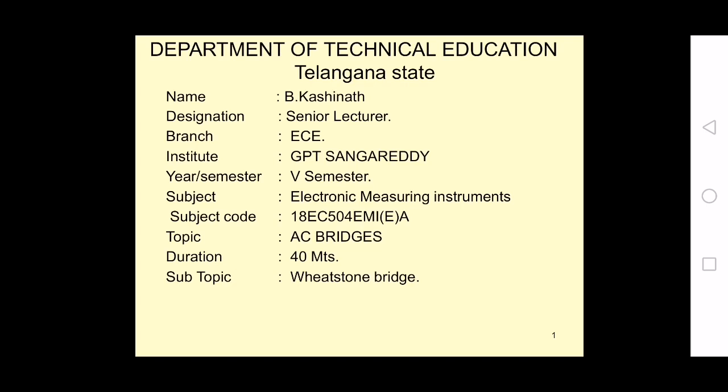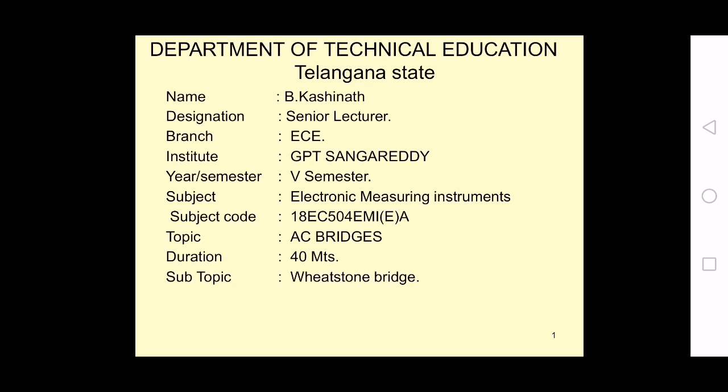Basically, a bridge circuit in its simple form consists of a network of four resistance arms forming a closed circuit, with a DC source of current applied to two opposite junctions and a current detector connected to the other two junctions. So again I am repeating the definition of the bridge circuit.